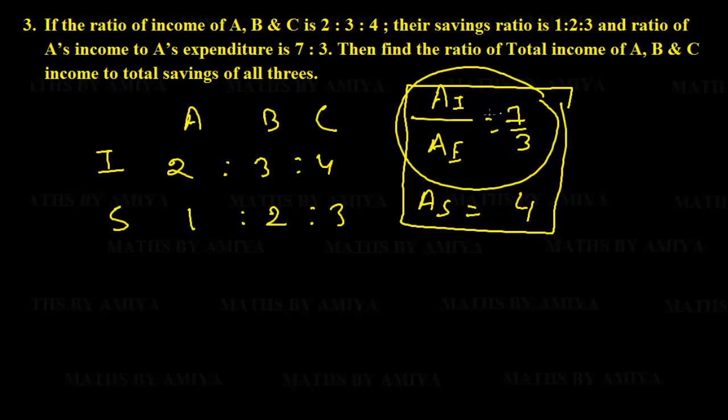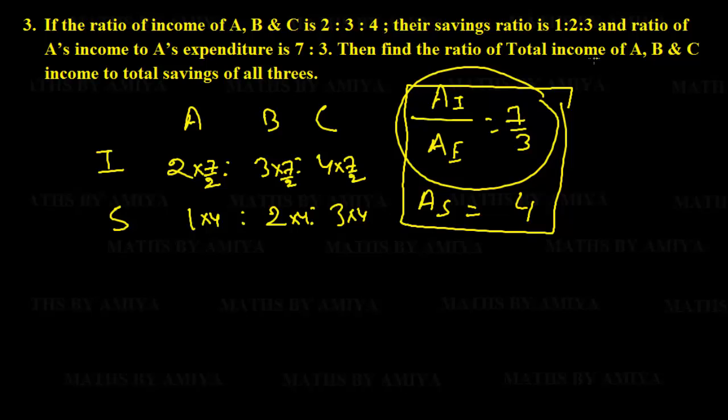Now A's income is 7, in the first ratio it is 2. We want 7, so divide by 2 and multiply by 7, that is 7 by 2, in all income terms. We converted A's income to the reference point, and A's saving is 4. Here A's saving is 1, so multiply by 4. So this is our merged ratio.